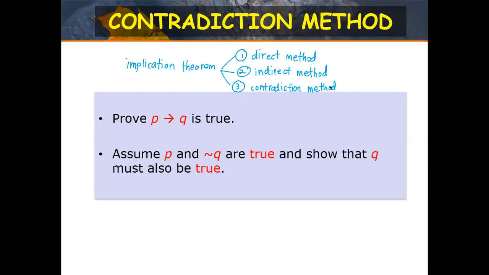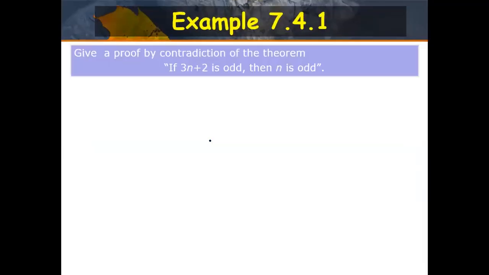Alright, so assume that P and not Q are true, and we want to show that Q also must be true. Okay, we are given P then Q, so we assume that P and not Q are true, but we want to show that Q also must be true. Okay, so let's see the example. Give a proof by contradiction of the theorem: if 3n plus 2 is odd, then n is odd.